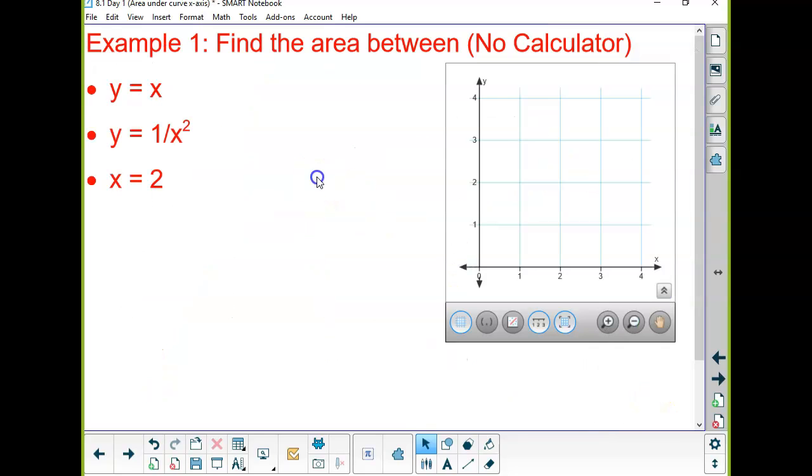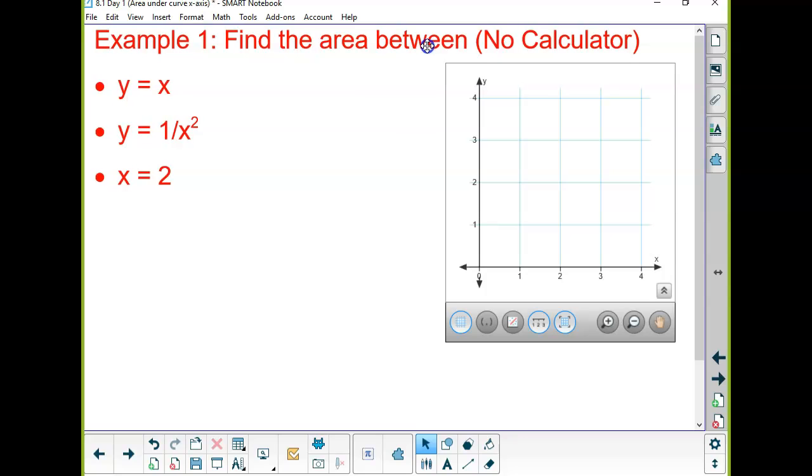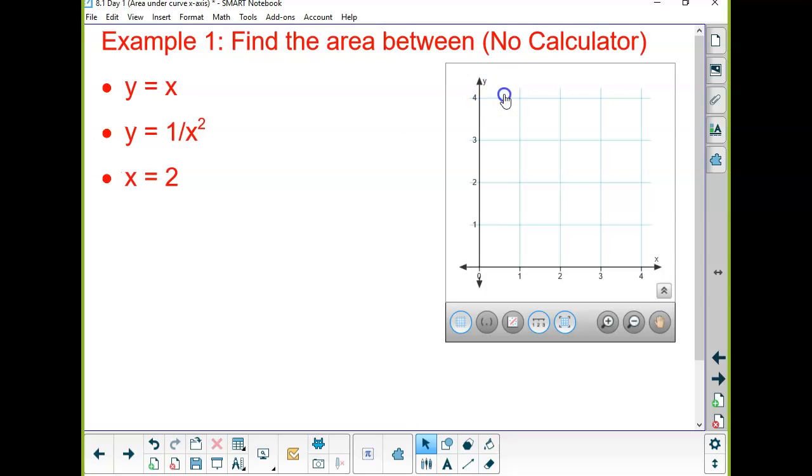And my goal is to have you guys do this first without a calculator, just so we get really confident in it. Plus, it helps review our integrals. So let's give you another scenario. Find the area between y equals x, y equals 1 over x squared, and x equals 2.